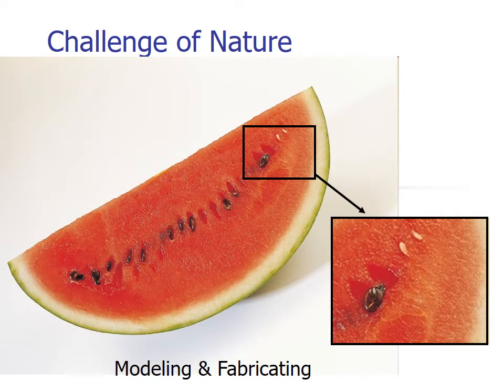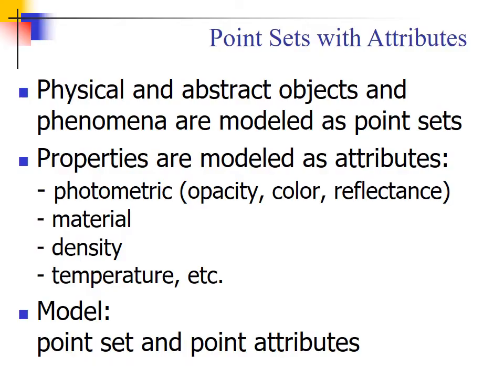Let's look at another example. Such simple and typical things in our life often have a complex microstructure and consist of several materials. Thus, it's very difficult to replicate natural objects as 3D models and produce them as a similar object with an internal microstructure. As we remember, for modeling such natural objects and for modeling physical and abstract objects and phenomena, we use point sets with attributes.